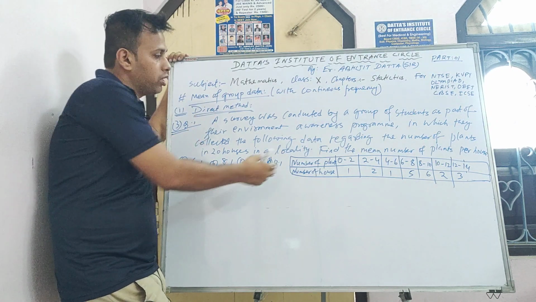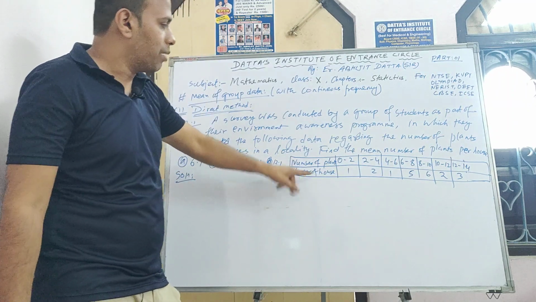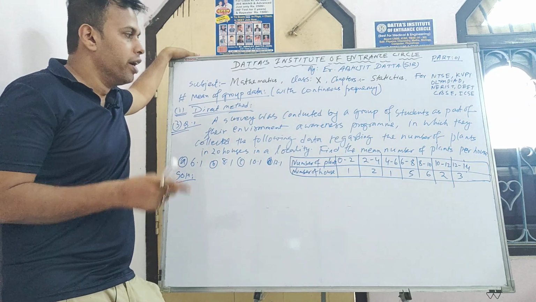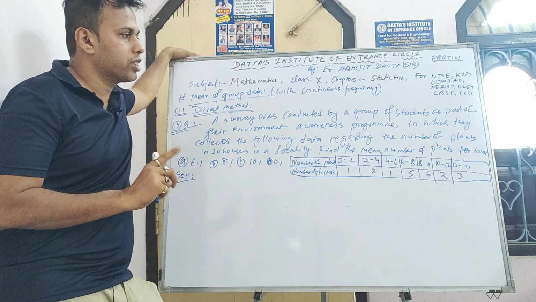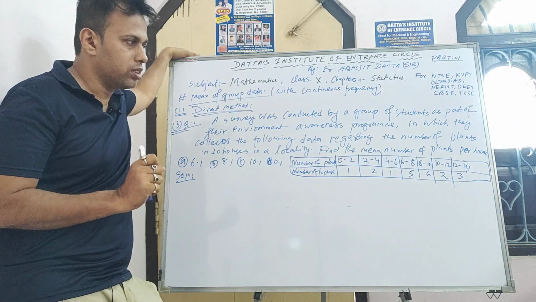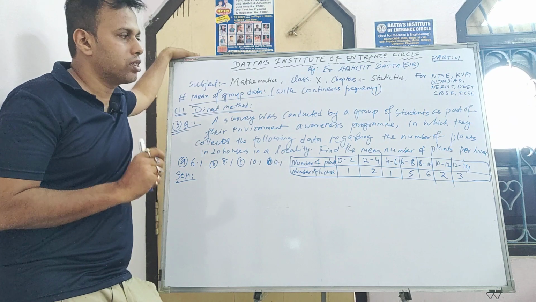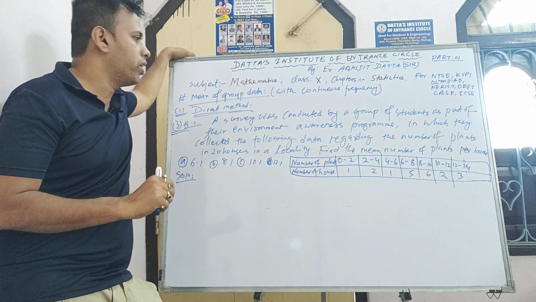Okay, so the question is, the data is given here: number of plants 0 to 2, how many houses are there, 1 house; 2 to 4 is 2; 4 to 6 is 1; 6 to 8 is 5; and 8 to 10 is 6. 10 to 12 is 2, and 12 to 14 plants, the number of houses is 3. So from that we have to find out the mean.